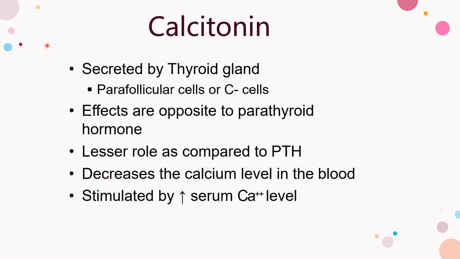The next hormone is calcitonin, which is secreted by the parafollicular or C cells of the thyroid gland. This hormone has effects exactly opposite to parathyroid hormone, and it has a much smaller role compared to parathyroid hormone in maintaining calcium and phosphate homeostasis. It decreases the calcium level in the blood, and it is stimulated by increased serum calcium levels, whereas parathyroid hormone secretion is stimulated by decreased serum calcium levels.